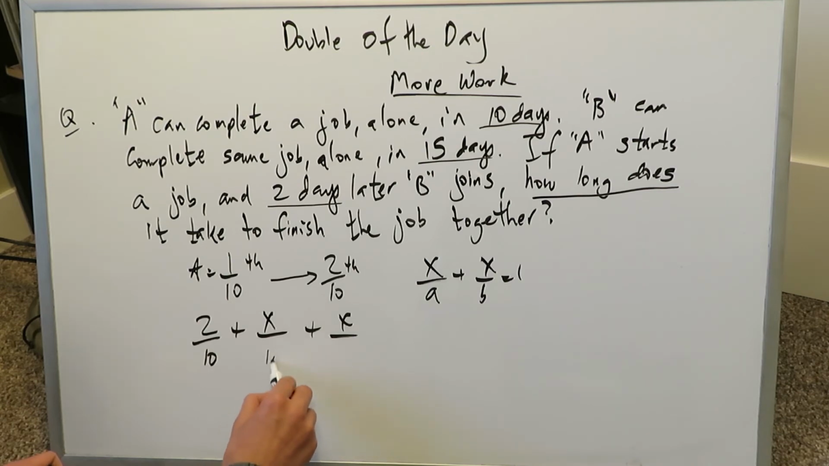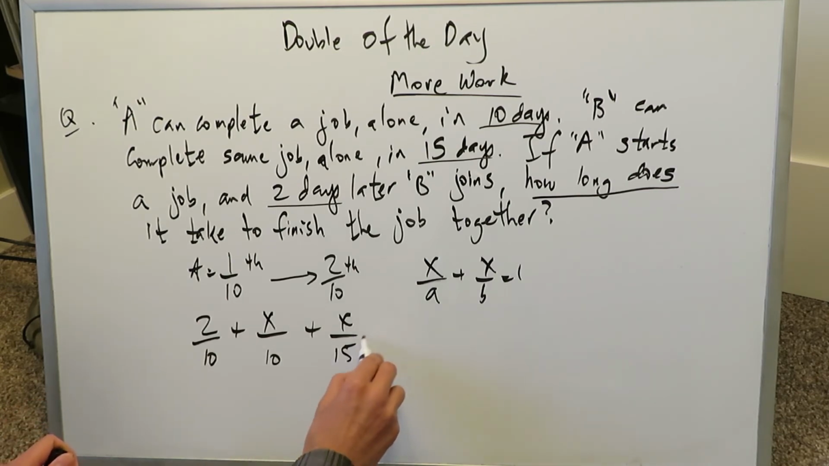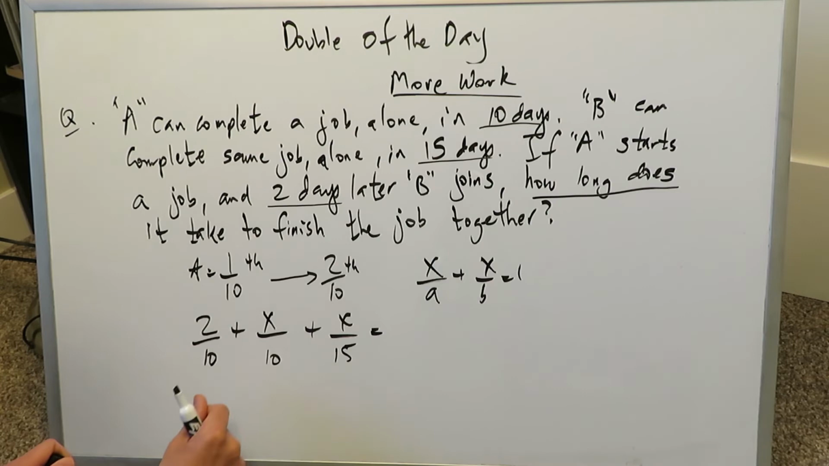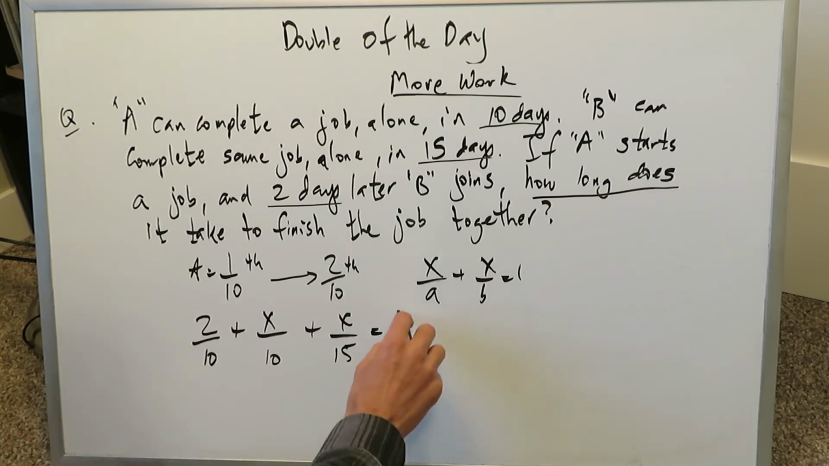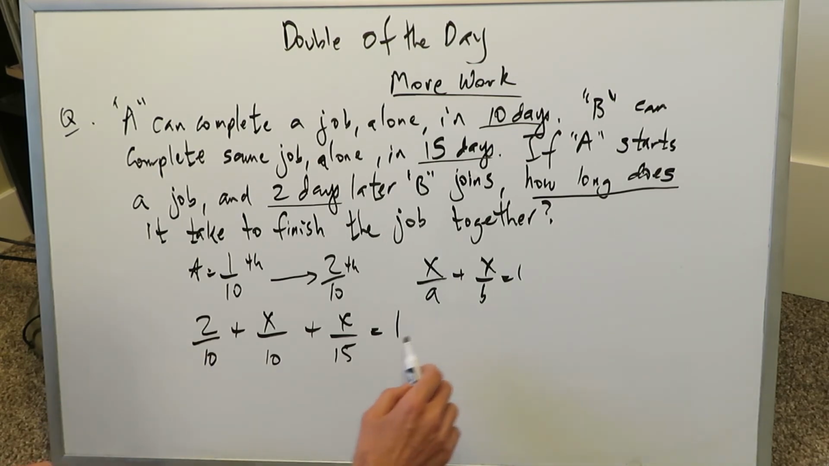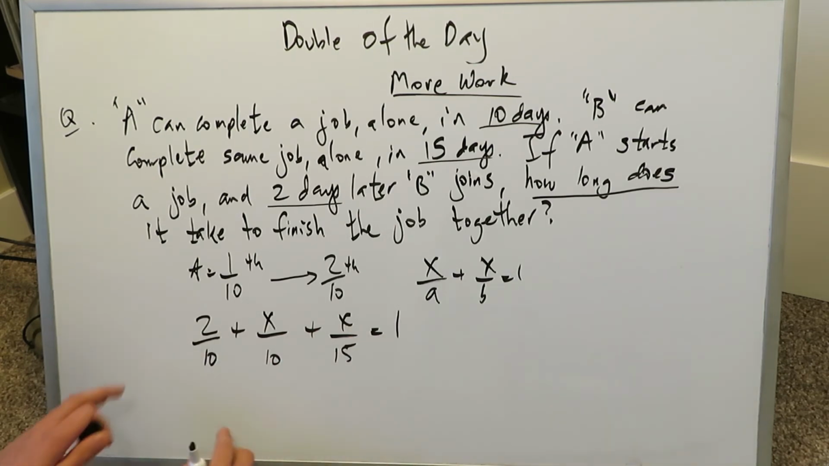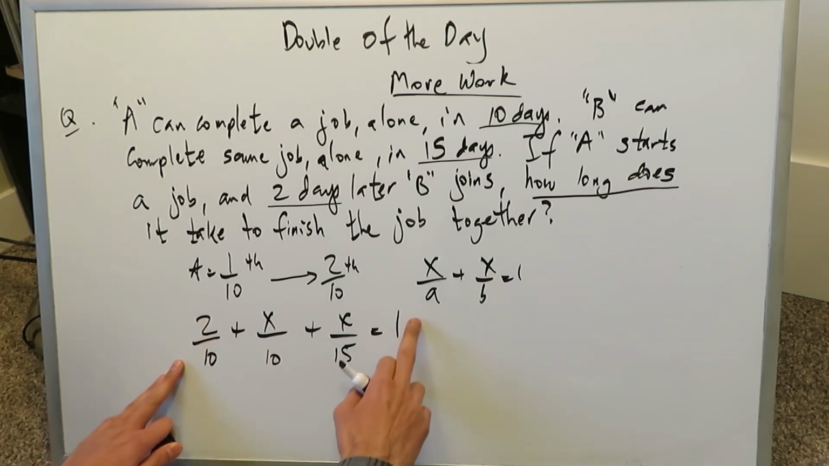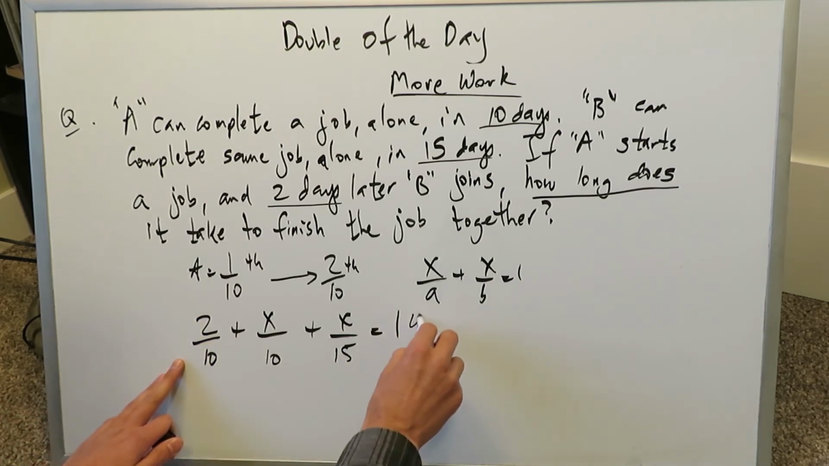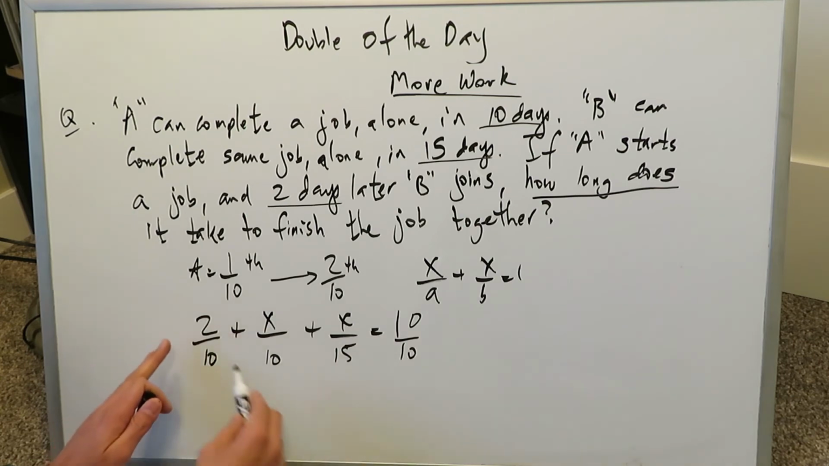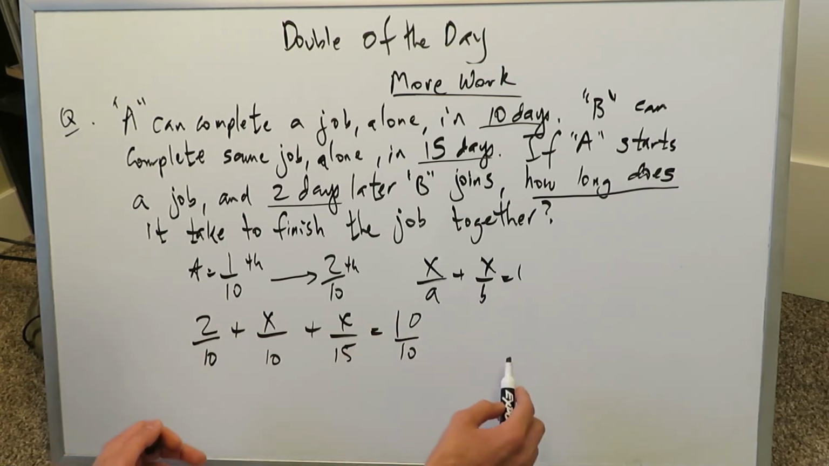A can do the job in 10 days, B can do the job in 15 days. Together, all of these proportionate fractions represent a complete job, 1. We can solve for this. It's not too hard. You can do a common denominator and take 2 over 10 to the other side. I have a 2 over 10, I have a 1. 1 is the same thing as 10 over 10. You can always do something like that. 10 over 10 minus 2 over 10 is 8 over 10.